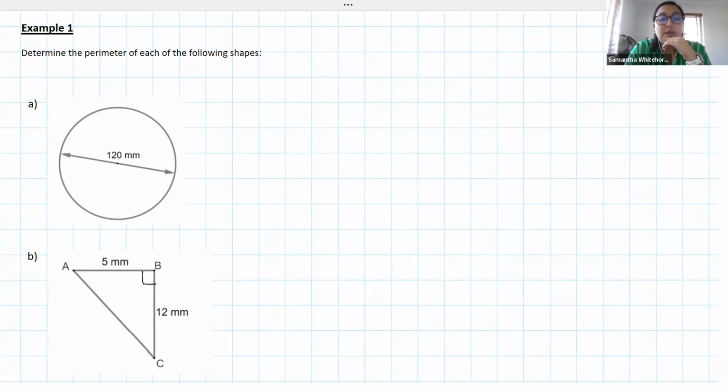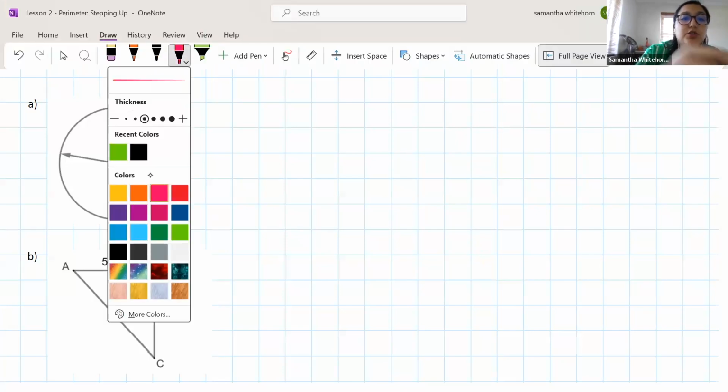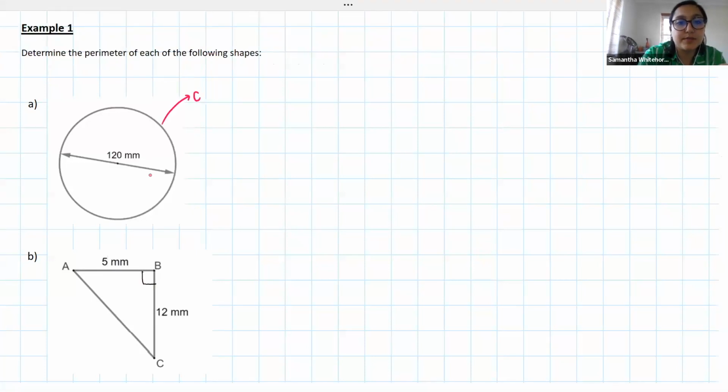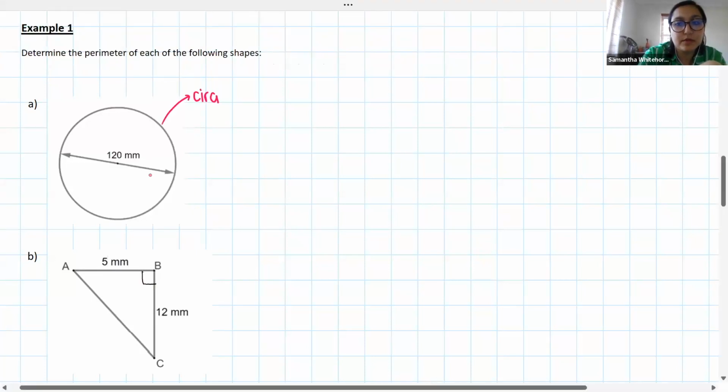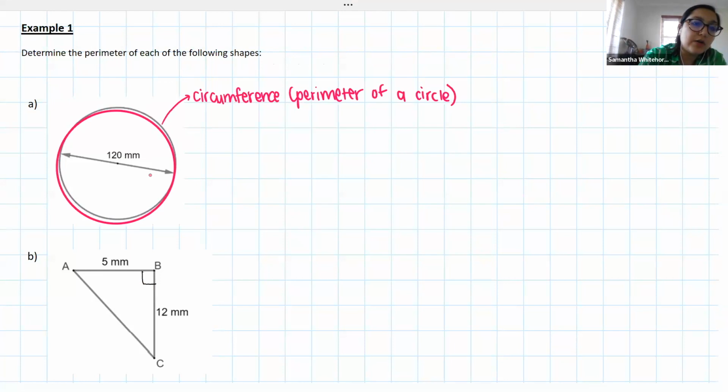So we are being asked to determine the perimeter of the following shapes. Just remember, we spoke about this on Monday, but as a reminder, a circle's perimeter is actually called the circumference. It means exactly the same thing as a perimeter, it's just specific for a circle. Remember, your perimeter is the length or the distance around your shape.